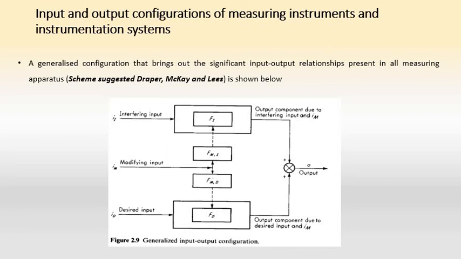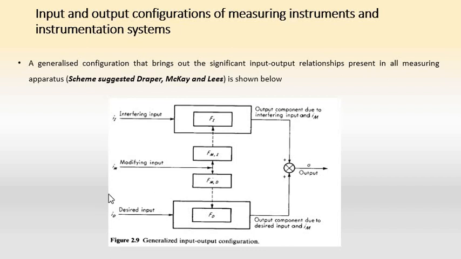Now here you can see there are three inputs: desired input, modifying input, interfering input, and there are some blocks here: FT, FMI, FMD, FD and so on. The outputs of the interfering input section and the desired input section are summed up in a summing device, and the sum total is obtained as the output and is displayed on the screen.